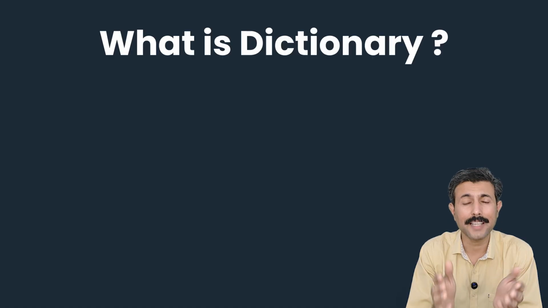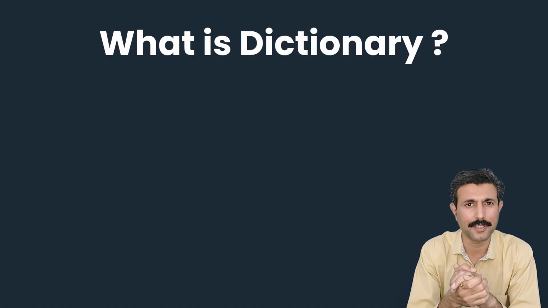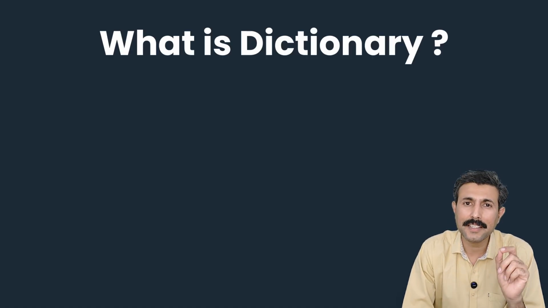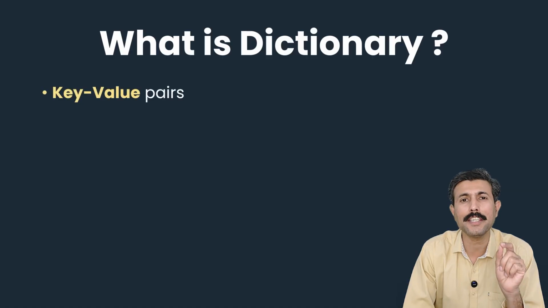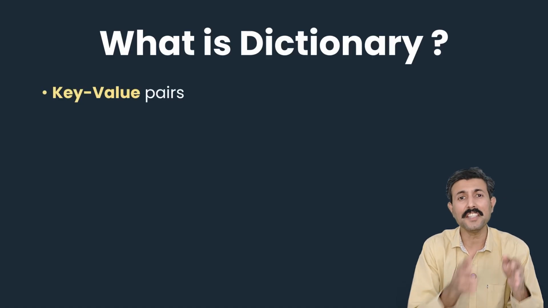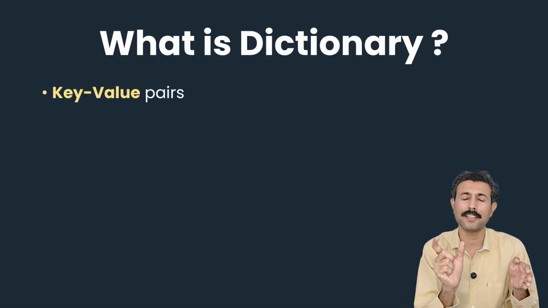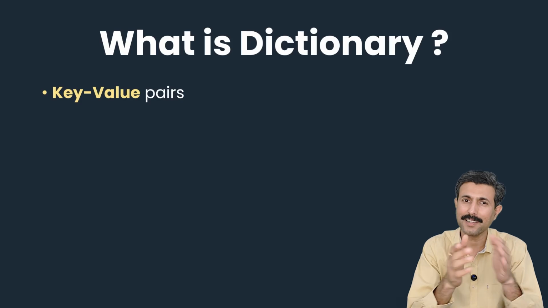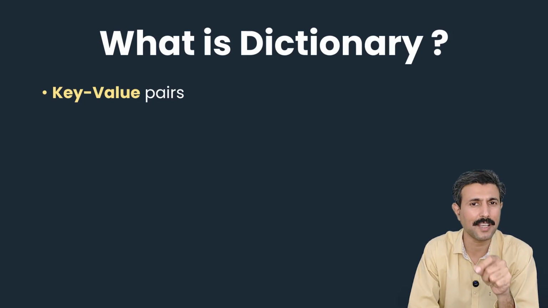So first of all, let's understand what a dictionary is. Basically, a dictionary stores data in key value pairs. Each key is connected with a particular value. And to better understand this, let's take an example.